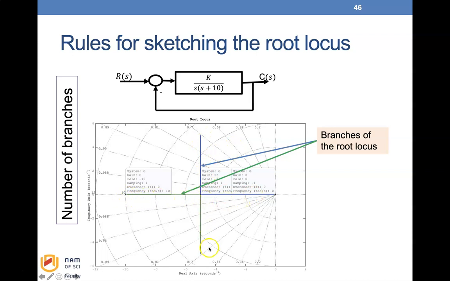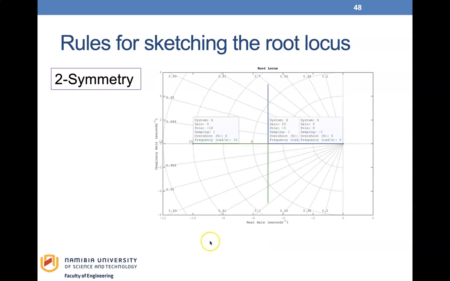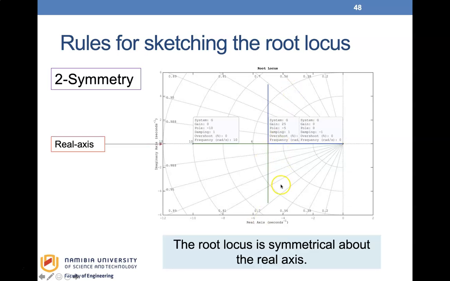A branch is defined as the path that one pole traverses, which means that there will be one branch for each closed loop pole. The first rule, therefore, is the number of branches of the root locus equals the number of the closed loop poles. In other words, the order of the characteristic equation yields the number of branches of the locus. Like we have seen that the second order system yielded 2 branches and the first order system had 1 branch. The next rule is that the root locus is symmetrical about the real axis. Again, if you consider the second order control system example, you will see that the rule is obeyed.